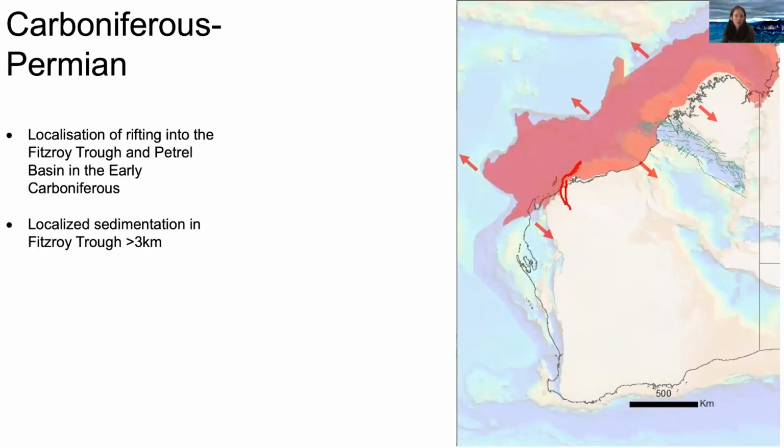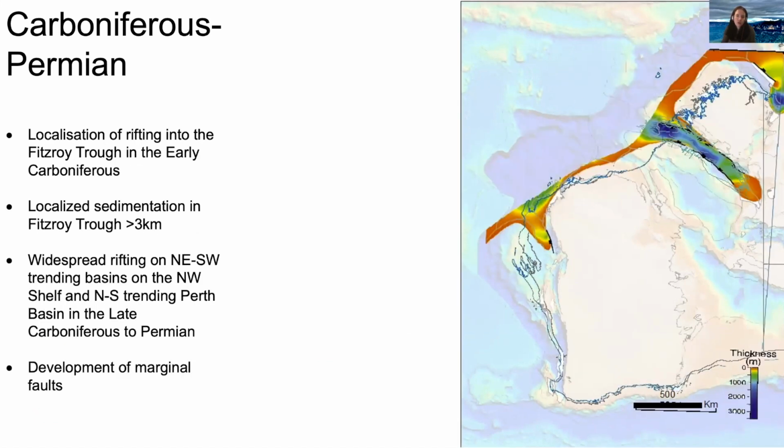Then in the Carboniferous-Permian, we have the localization of the rifting in the Fitzroy Trough, as you can see here, and in the Petrel Basin in the early Carboniferous. The localization of the deformation in the Fitzroy Trough also allows the deposition of up to 3 kilometers of sediments, as you can see here in this thickness map.